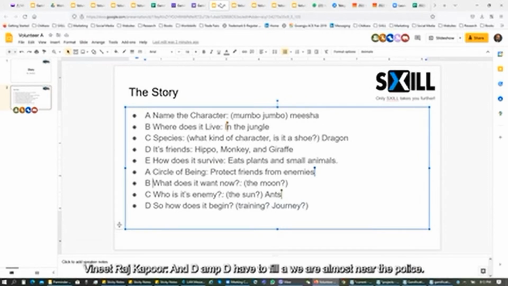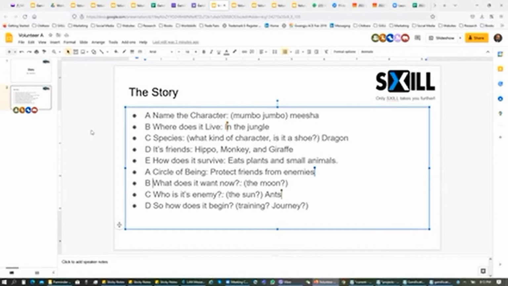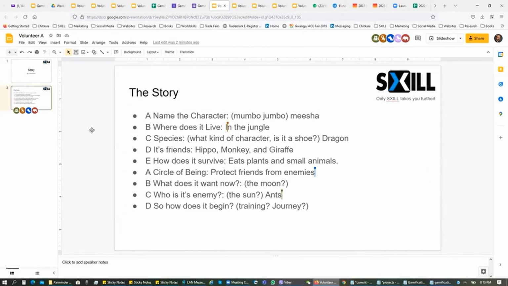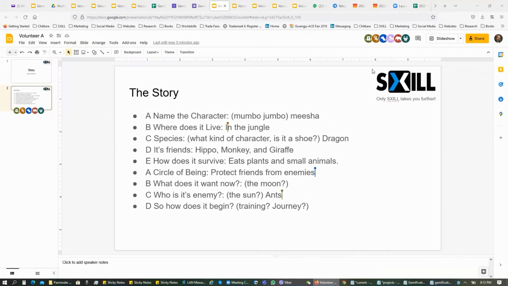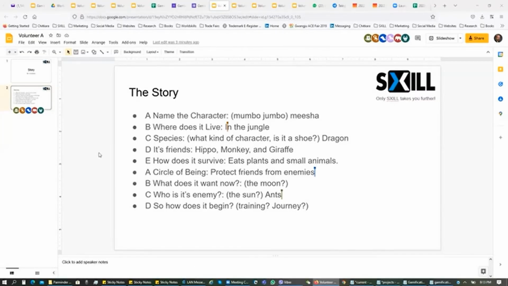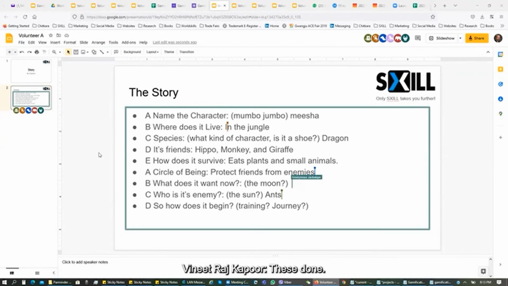We are almost near the finish. You're doing nice. Don't worry. We took a little time because of being online and digital. So the volunteers A, B, C, D, E had to open many sheets and understand the format. Okay, Y has filled everything. Great. Z is done.